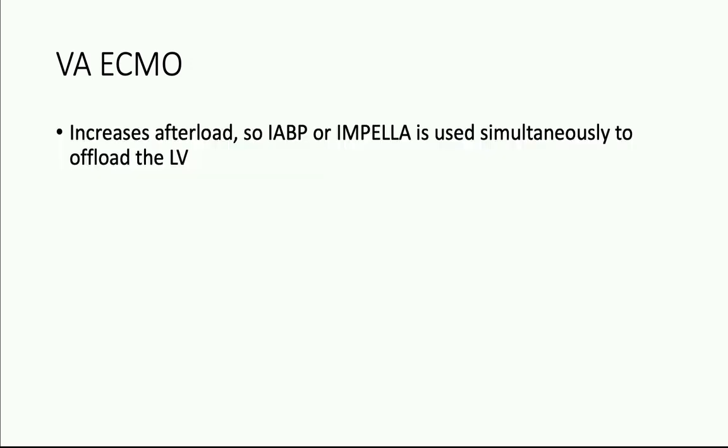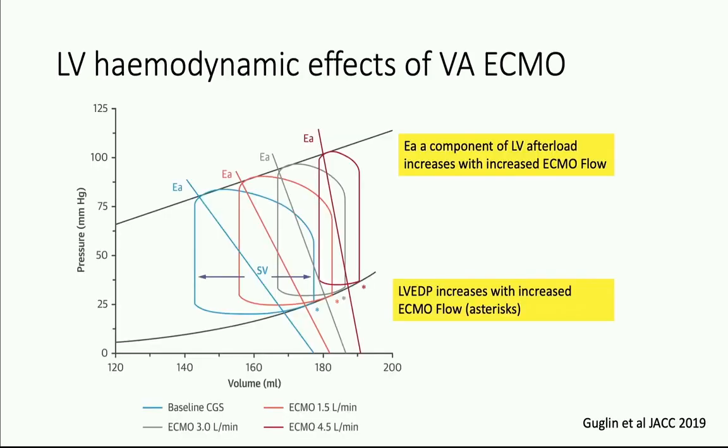The patients who do the worst are patients who have ischemic cardiogenic shock, and also those who have had cardiac surgery who are not weanable from the bypass machine. One of the things about VA ECMO is that, as I mentioned, blood is being pushed into the aorta, so the afterload is increased, and what you can see in this study is, as the ECMO flow goes up, the LV-EDP goes up and the LV starts to distend.